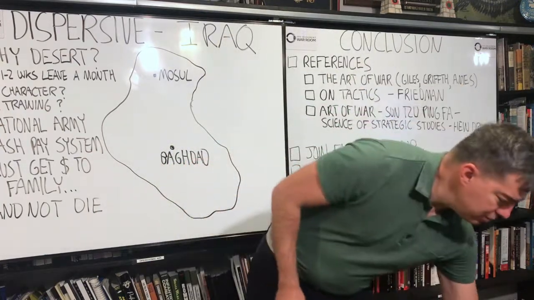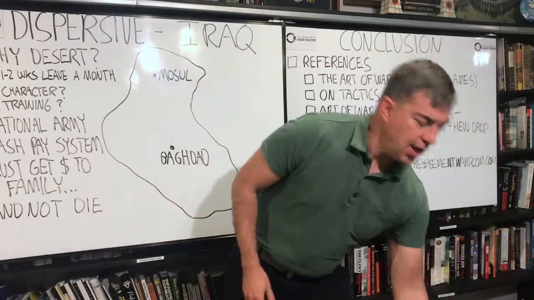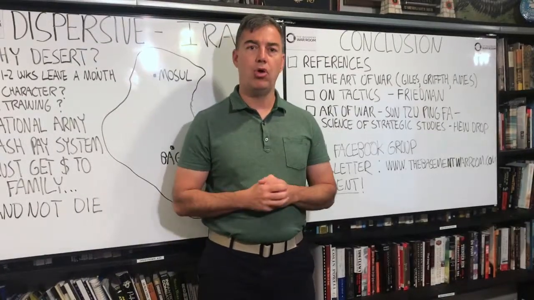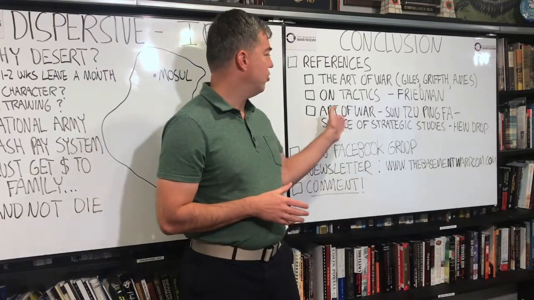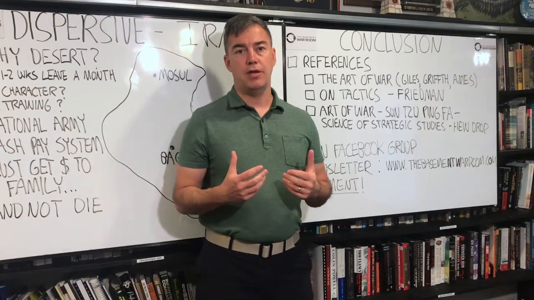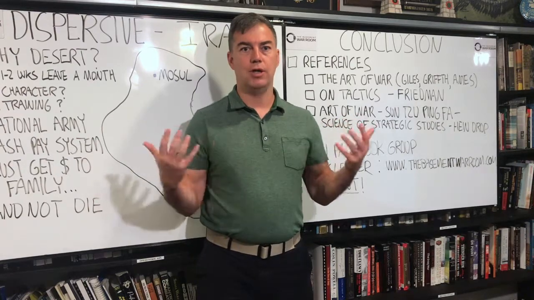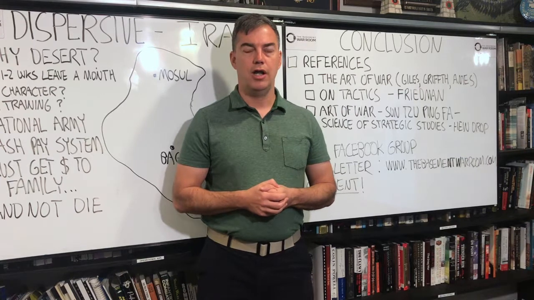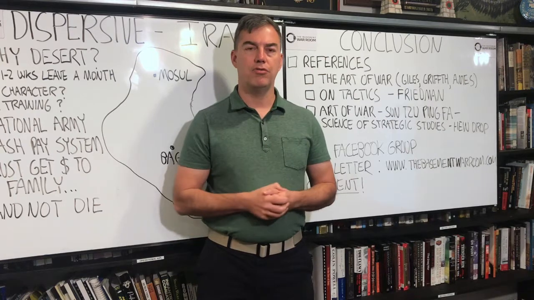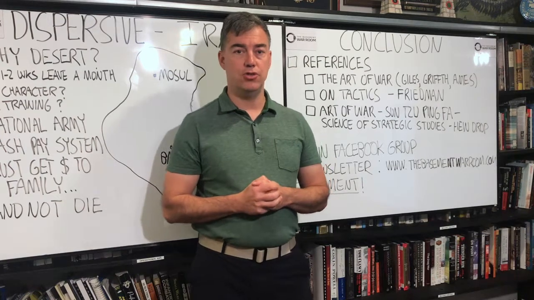Okay, another reference is On Tactics by Friedman. Friedman has a chapter on terrain, and he extensively uses the Art of War in his terrain classification system. And then finally, I want to point out a Facebook group. That Facebook group is The Art of War, Sun Tzu Ping Fa, Science of Strategic Studies by Hein Drop. And as I was struggling with, hey, why are there two classification systems? How do they work together? I asked the question there and got a great response from Heindrop, and he has provided a lot of valuable commentary throughout this series. So it's a great reference for Sun Tzu.